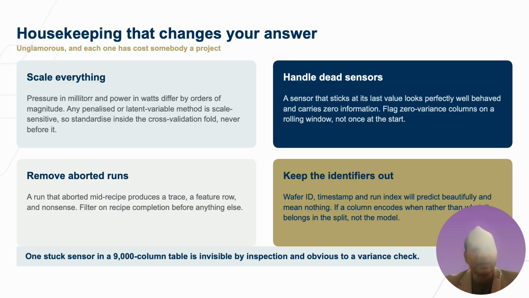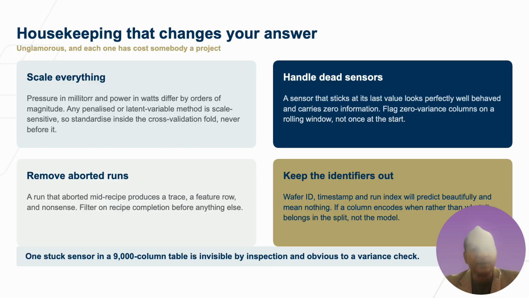A sensor that sticks at its last value looks perfectly well behaved on a plot and carries zero information. Our dataset has one planted, and finding it is the homework problem. Check variance on a rolling window, because a sensor that was fine for 6 months and died in July will pass a one-off check on the whole history. A run that aborted mid-recipe produces a trace, a feature row, and nonsense. Filter on recipe completion before anything else touches the data.